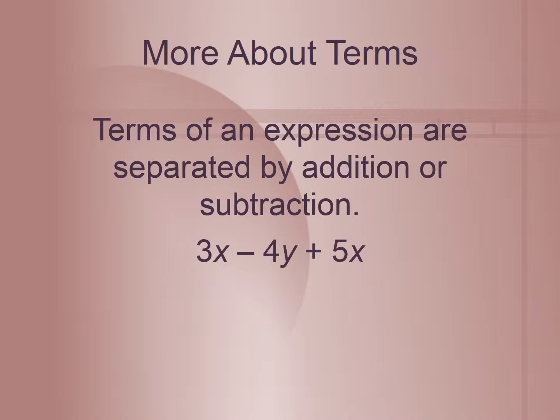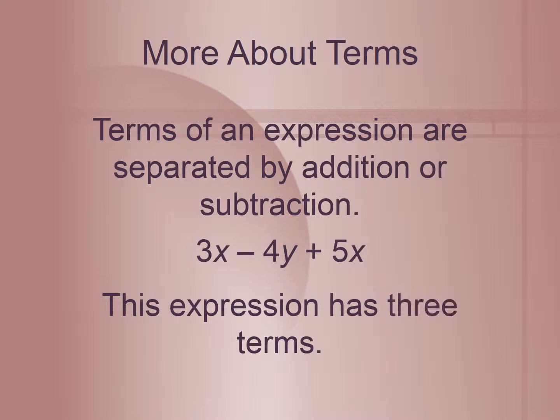So for example, 3x - 4y + 5x, each term is separated by addition or subtraction. So we have one term here, another term here, and then a third term here, which means that we have 3 terms.